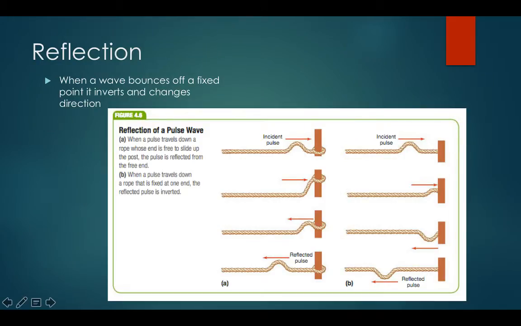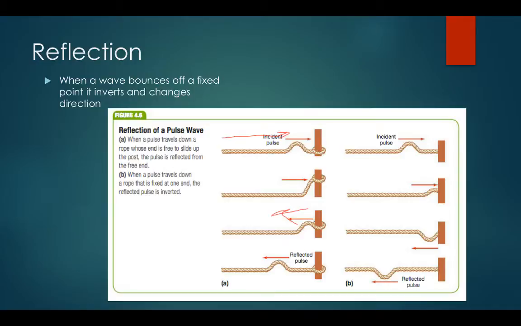There's a couple other ideas about waves here too. One of them is called reflection. With reflection, a wave is going to bounce off a fixed point and it's going to invert and change direction. What that means is that a wave is going to travel down this direction here. It's going to hit the fixed point here, and it's going to bounce back.